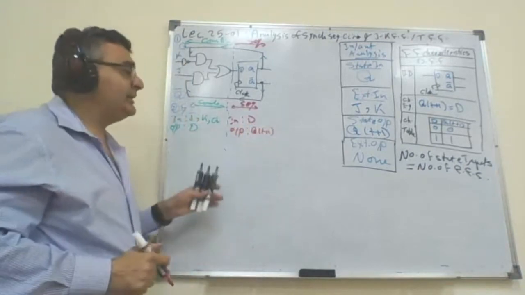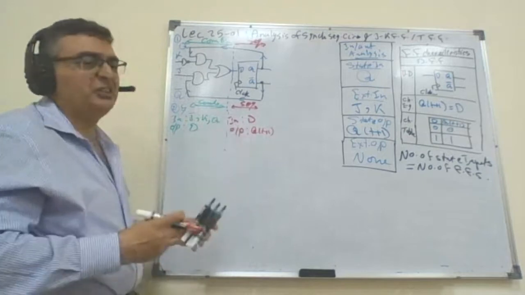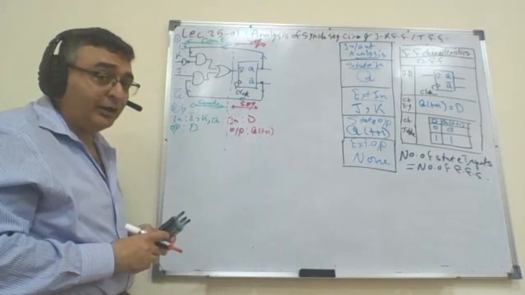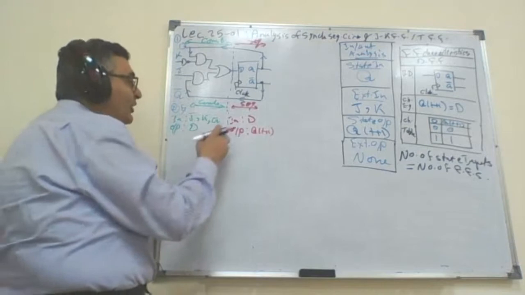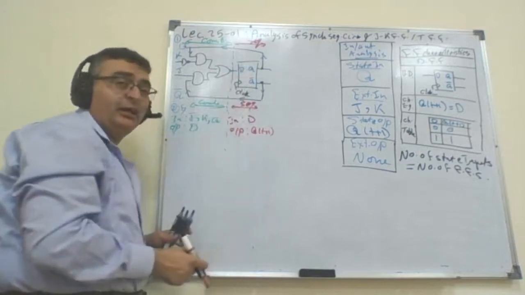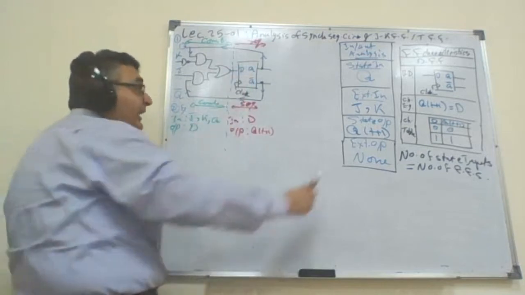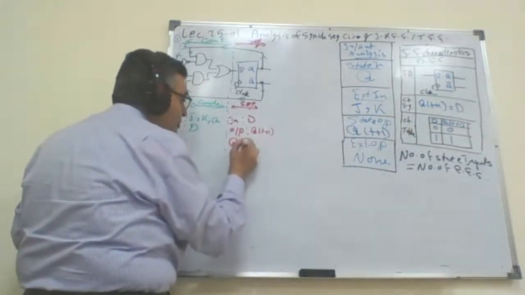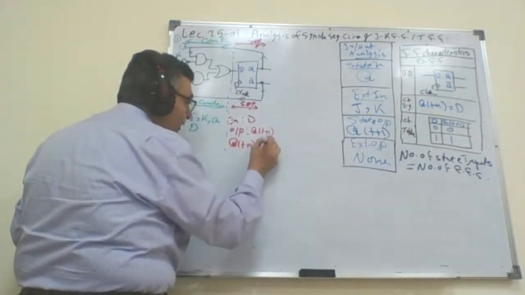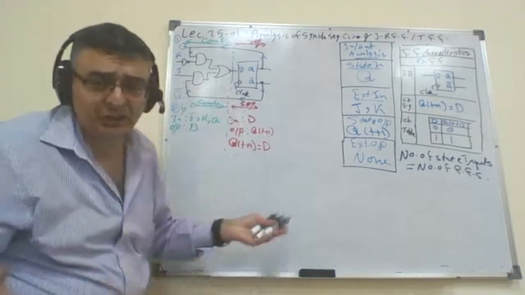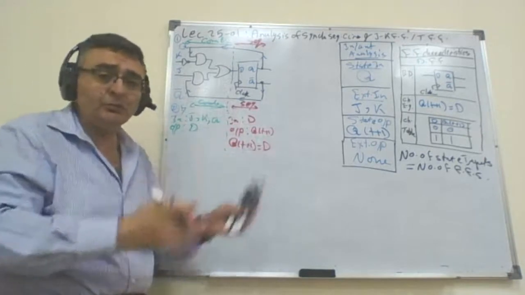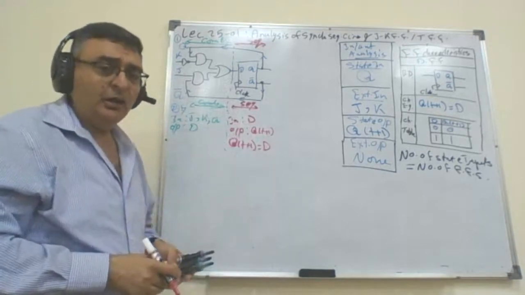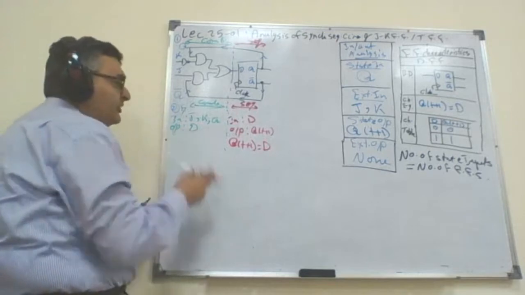By the way, analysis for the sequential part is a piece of cake. Why? Because there is no analysis that you want to do for the sequential part. The characteristic equation actually describes how this works. Q of T plus 1 equals D by definition. If I'm done with the analysis for the sequential part, what's left for me is the analysis for this.